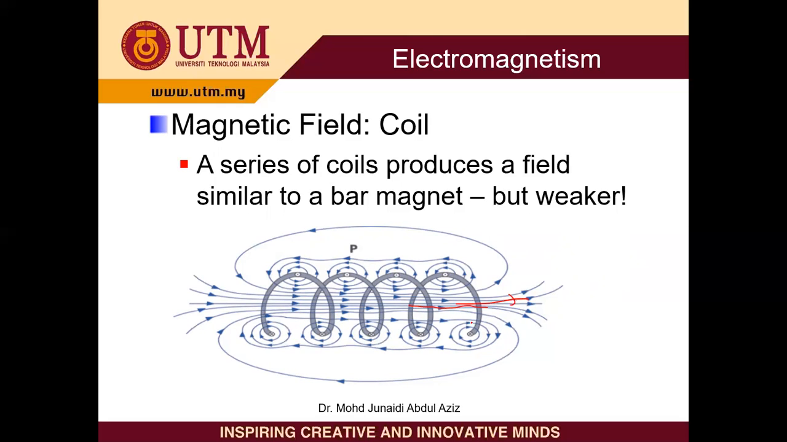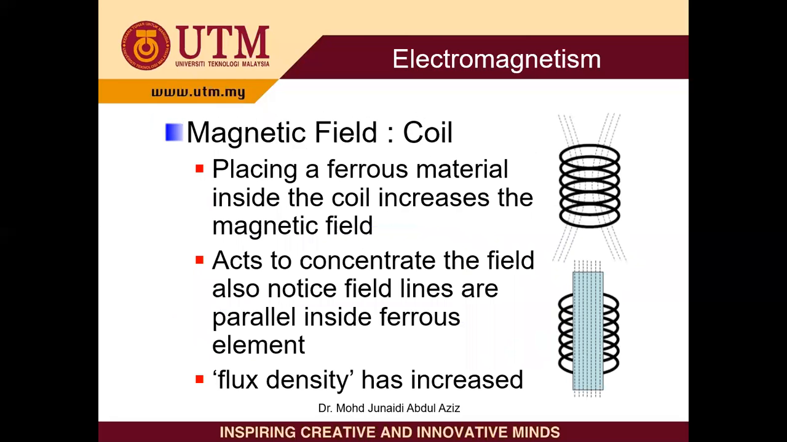So this end looks like a north pole, and this one is the south pole. So it will act like a magnetic bar here. But the intensity of the flux is much weaker compared to the bar magnet. To increase the strength of the flux produced, you can always put a ferrous material inside the coil, where it can concentrate the flux, and so you will have a stronger flux intensity.